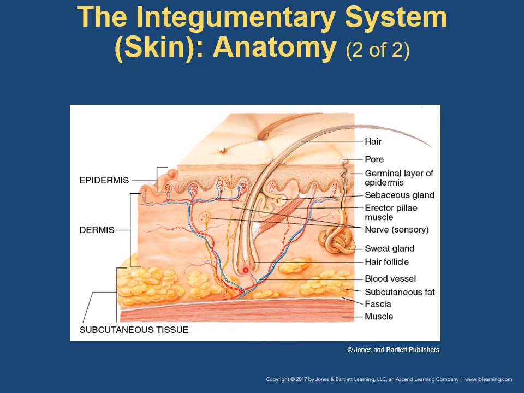Mucous membranes cover bodily orifices such as the mouth, nose, and vagina, and they provide a protective barrier like skin. They secrete mucus, a watery substance that lubricates the openings. And mucous membranes are moist, whereas the skin is dry. Okay, and then here's that subcutaneous tissue layer that we were talking about with the fat deposits here.